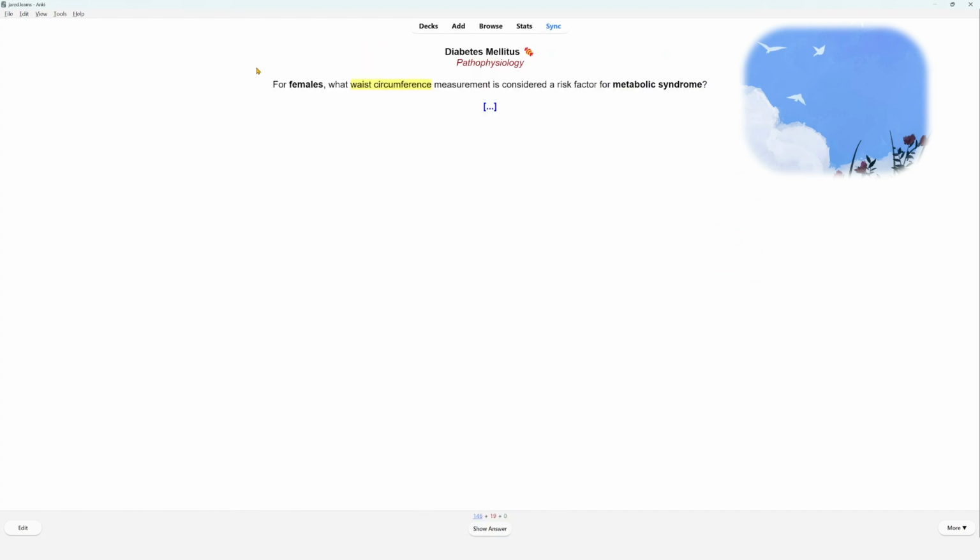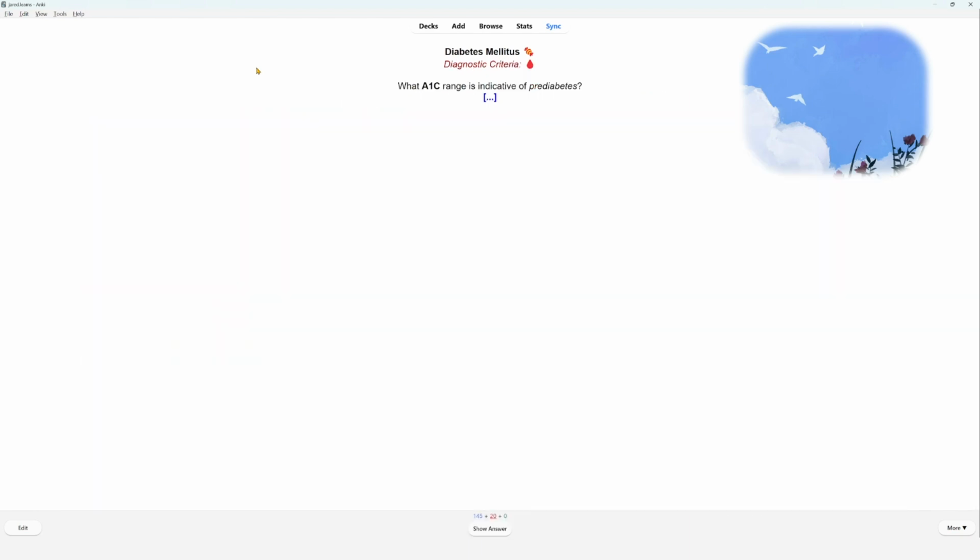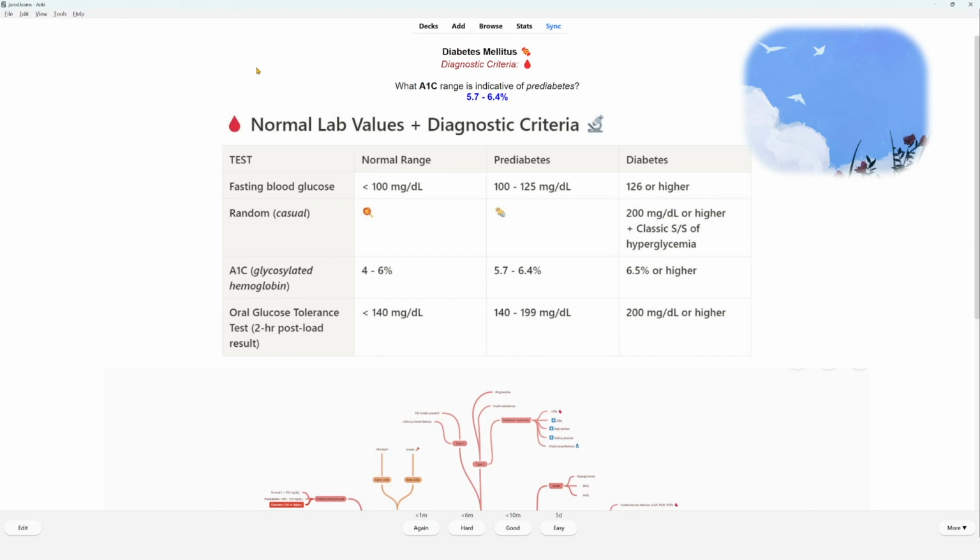All right, finally. For females, what waist circumference measurement is considered a risk factor for metabolic syndrome? Let's see. I don't remember. 35 or more. Okay. Pre-diabetes, A1C, 5.7 to 6.4. All right, hit wrong.